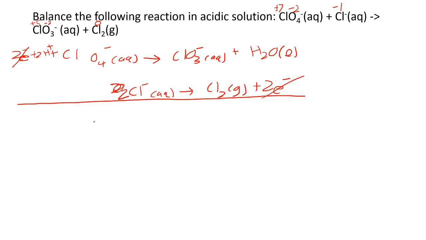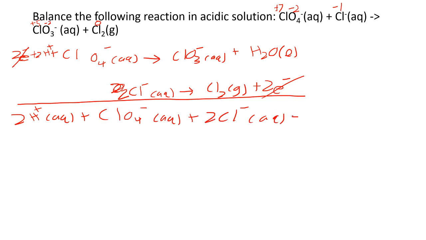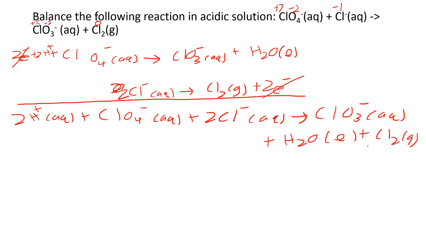Everything else, though, we don't have any things that match exactly, so everything else we're just going to write out. So this reaction, we have 2H+ aqueous plus ClO4- aqueous plus 2Cl- aqueous. And this is going to react to form ClO3- aqueous plus water liquid plus chlorine gas.